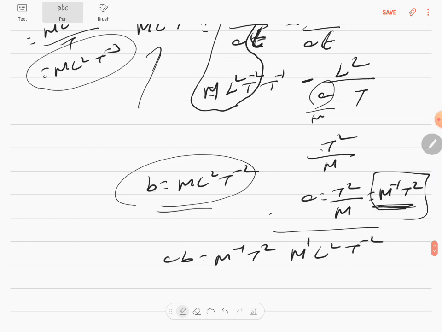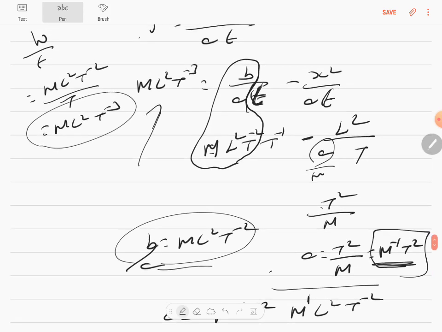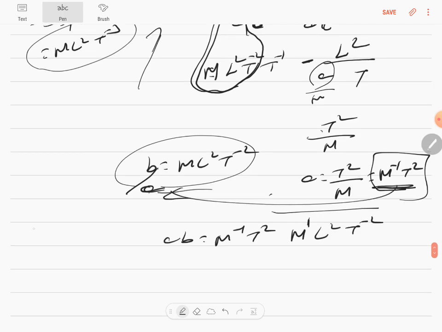Yeah, what I found is B by A here. What I have found here is, it's B by A, not B. So once you know what is A, you can substitute it here. B by m to the power minus 1 t to the power 2 is equal to m L square t to the power minus 2.